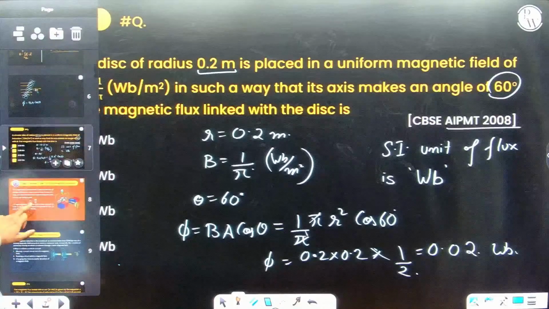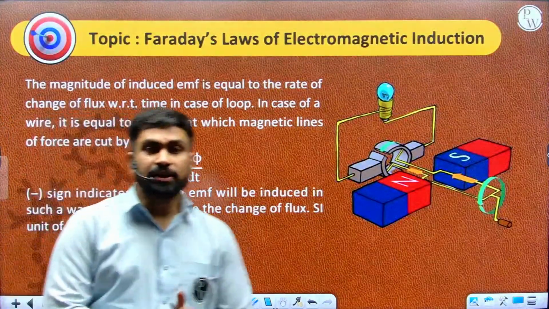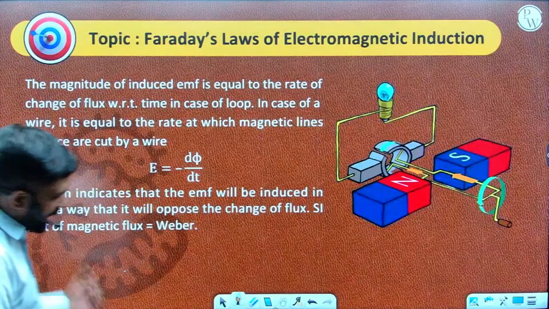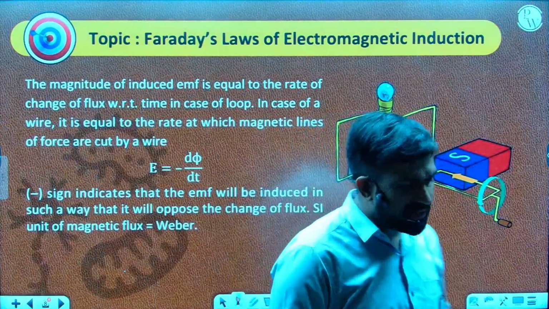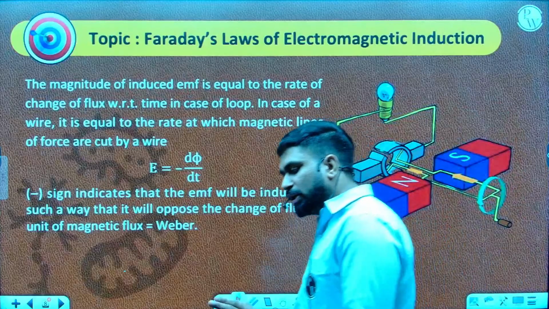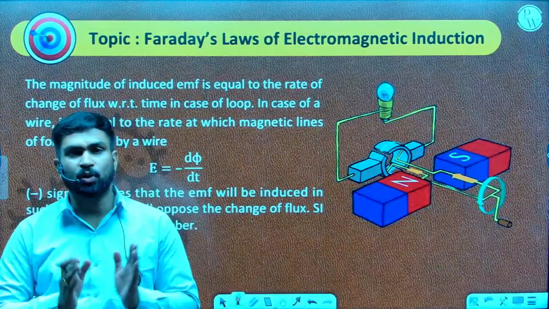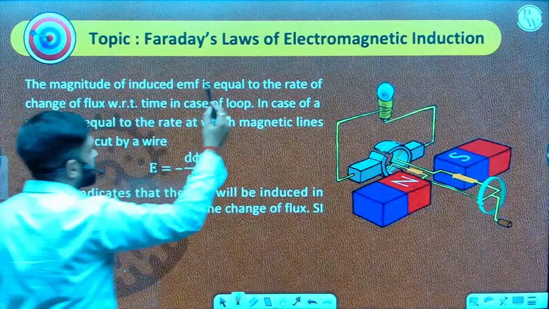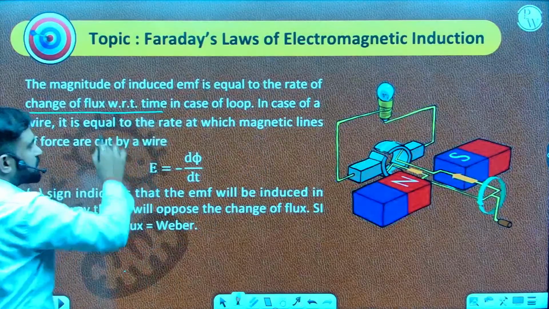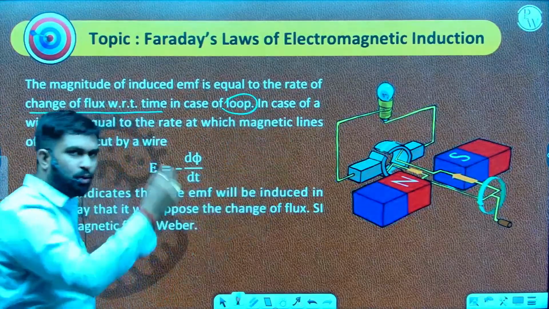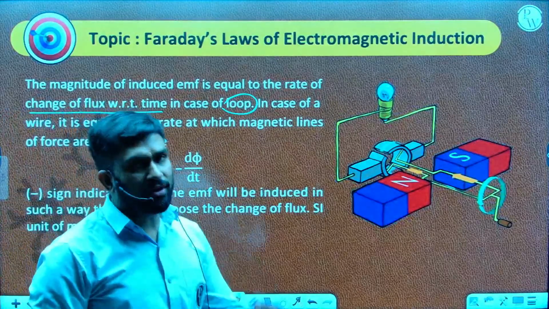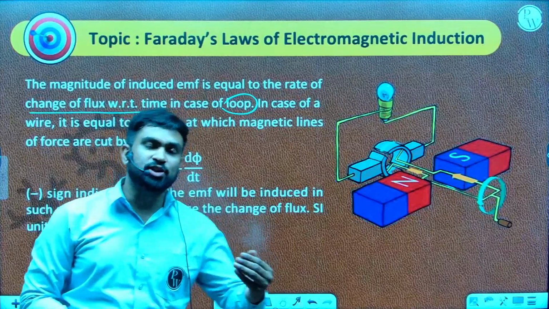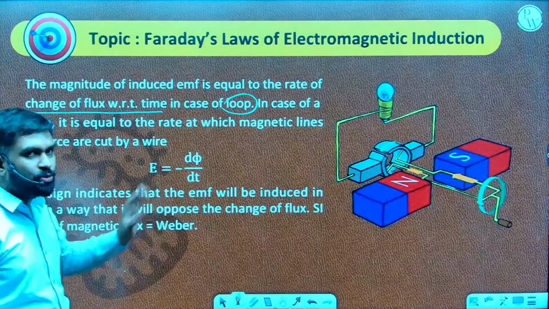Let's carry forward. Let's move on to the next part of EMI, Faraday's law of electromagnetic induction. So you have an idea about the flux. You have an idea that the EMF can get induced, and now Faraday's law gives us the idea about this. What they say is, the magnitude of induced EMF is equal to the rate of change of flux with respect to time in case of a loop. If we have a closed loop and the flux is changing, by changing the magnetic field, by changing the area, or by changing the angle, three ways, we can get the induced EMF.